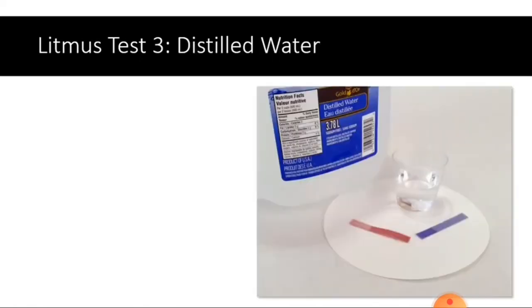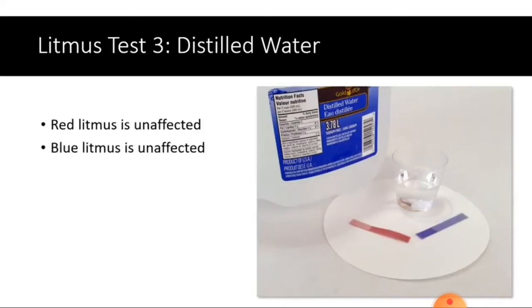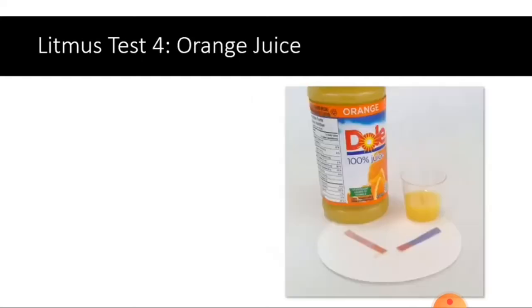The third sample is distilled water. Distilled water means pure water, and when we dip both the litmus papers, the red litmus remains unaffected and red only. Blue litmus also remains blue, and this shows that distilled water is neutral in nature, meaning it is not acidic and not basic either.